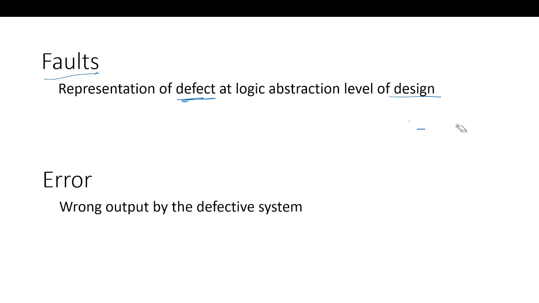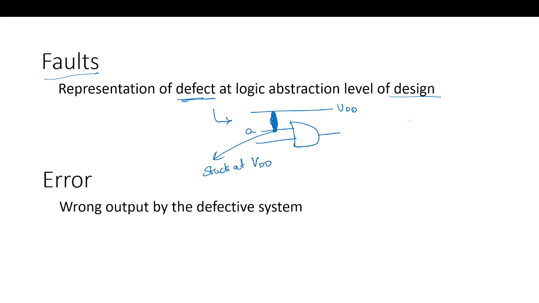Now consider an example of a fault. Consider that a VDD line is coming here, and a line A. Similarly, some material is formed which is shorting both these lines, forming a bridging defect. Now if we model this, we can say that this line is always going to be stuck at VDD. Whatever the value of A, the line is always going to be at VDD.